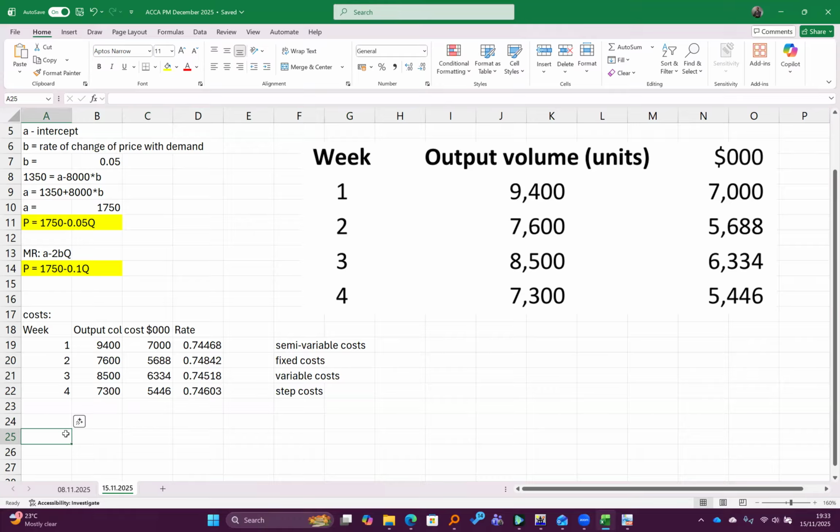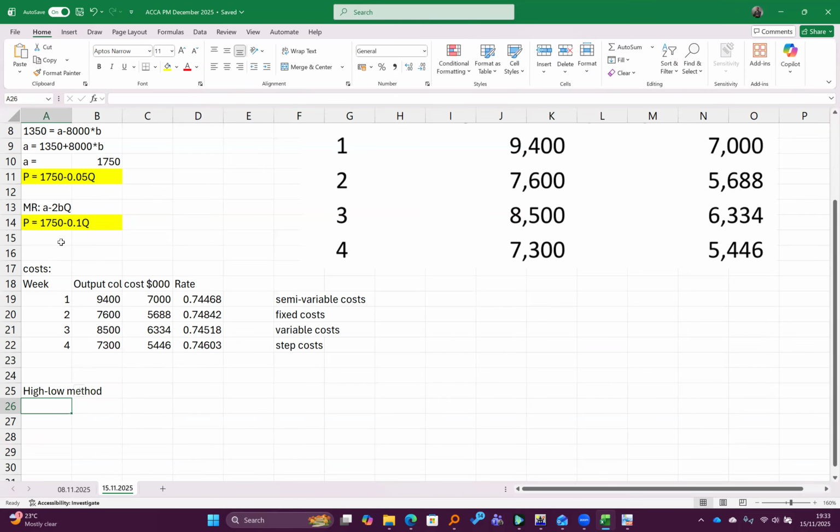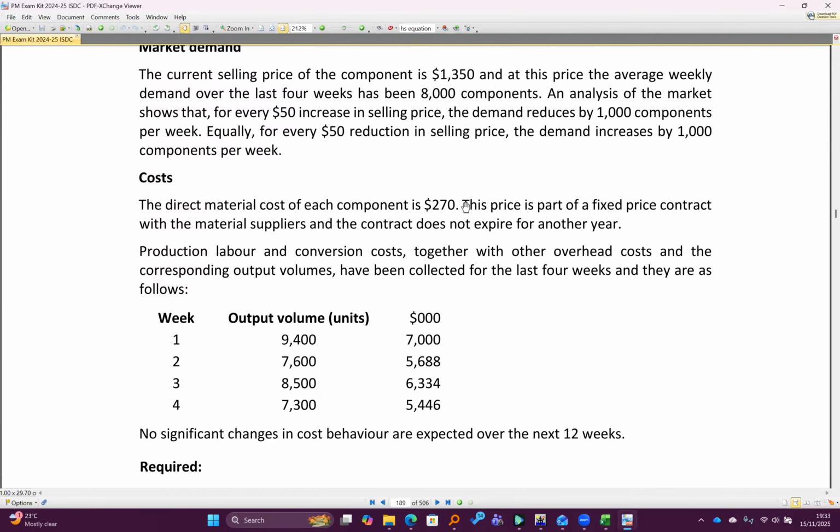Now, how to determine if you have a fixed cost and a variable cost? You have these step costs, then you need to do what we call the high-low method. The high-low method is one of those ways that can help us to determine the variable component, because we are looking for marginal costs. Marginal costs are variable costs. We already know this 270, but we need to get the component which is in this data here.